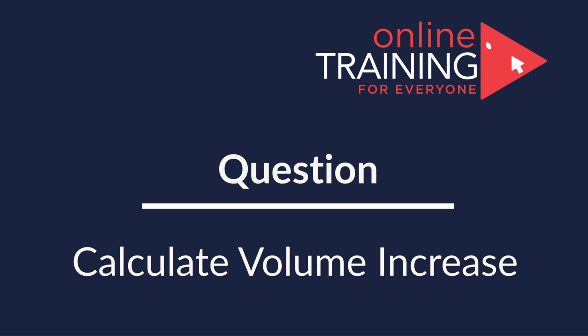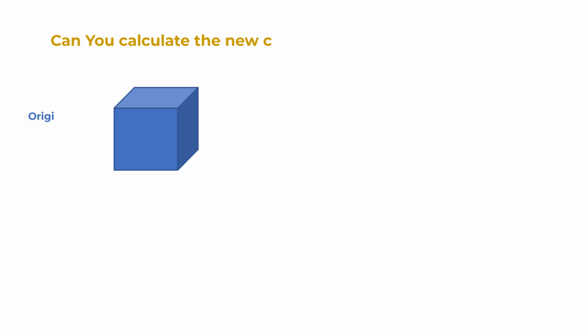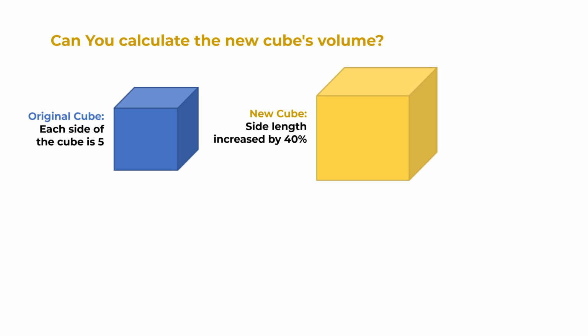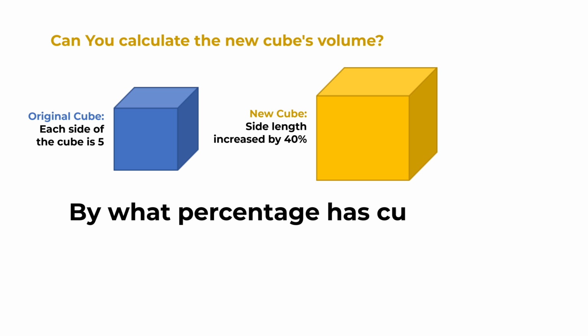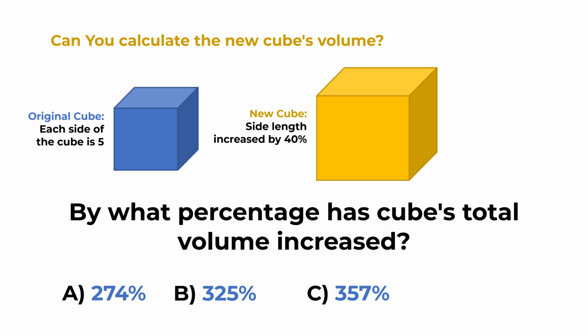Here is a very interesting question we frequently see on the test. A 5 by 5 by 5 cube has its sides length increased by 40%. As a result of these changes, by what percentage has the cube's total volume increased? You're presented with 4 different choices. Choice A, 274%. Choice B, 325%. Choice C, 357%. And choice D, 379%. Do you see the answer?